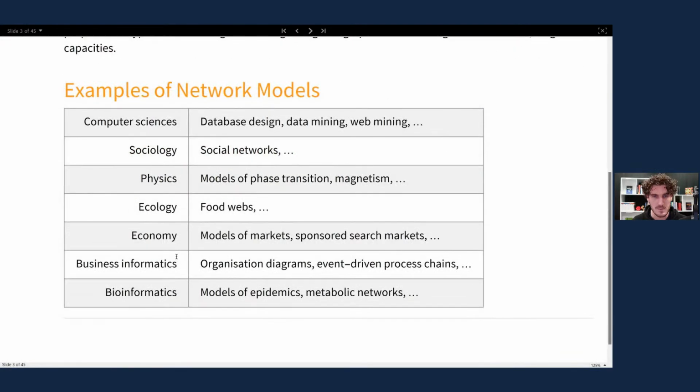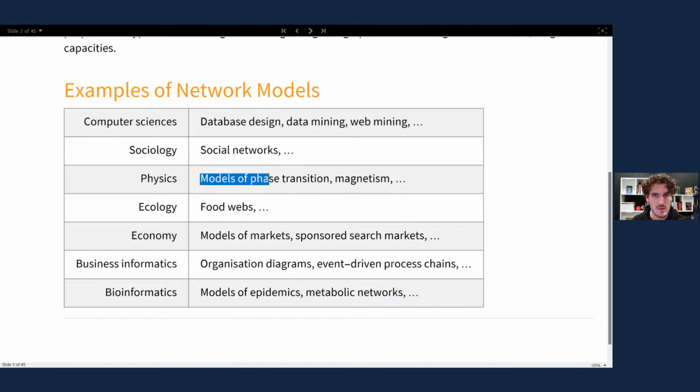Okay, so here are some examples of where graphs and networks are used. This could go on and on, but it's a small sample. In computer science, you need to take into account relationships between nodes when you're doing database design, data mining, and web mining. I already mentioned social networks.